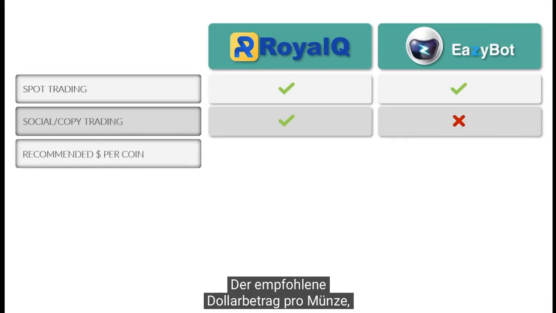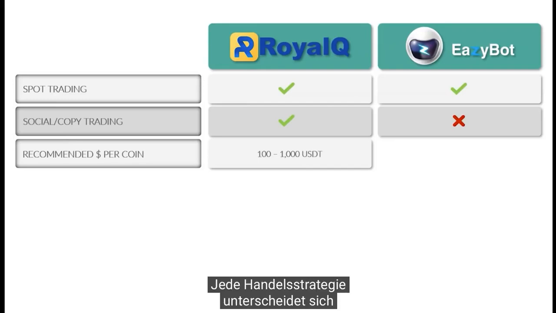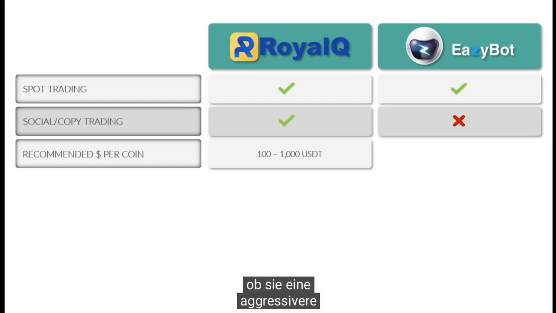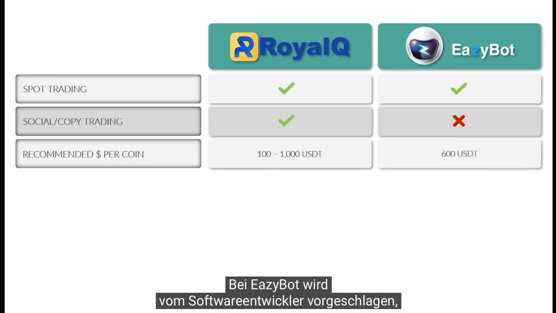The suggested amount of dollars to use per coin, the amount of capital you should allocate, is going to vary for RoyalQ because of the reasons I just mentioned. Each trading strategy is going to be different of those circles that you follow, depending on the individual, whether they have a more aggressive strategy or a more conservative strategy. I've seen it range anywhere from $100 to 1,000 USDT per coin. With Eazybot, it is suggested by the software developer that you allocate 600 USDT per coin.